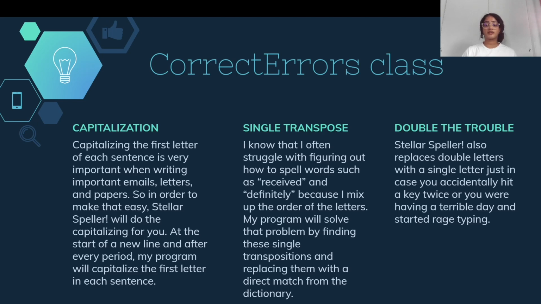The second heuristic, single transpose. I know that I often struggle with figuring out how to spell words such as received and definitely, because I mix up the order of the letters. My program will solve that problem by finding these single transpositions and replacing them with a direct match from the dictionary. Double the trouble. Stellar Speller also replaces double letters with a single letter, just in case you accidentally hit a key twice or you were having a terrible day and started rage typing.